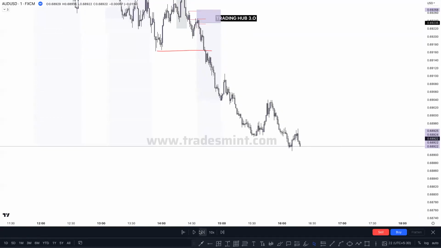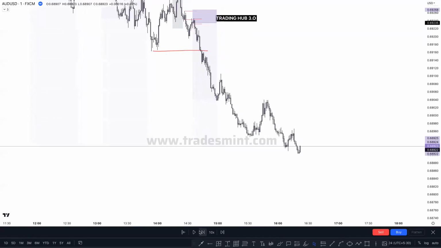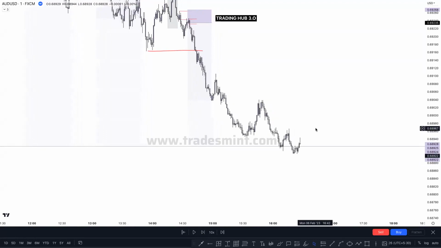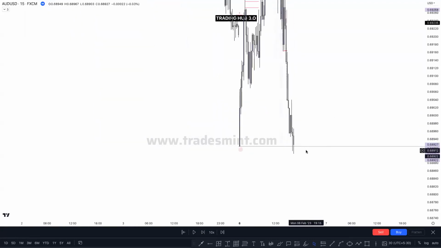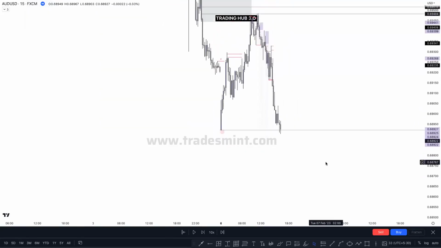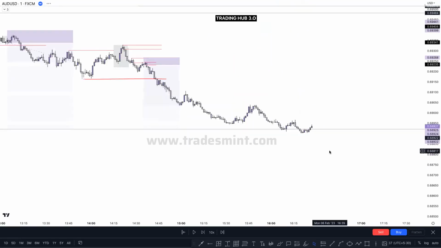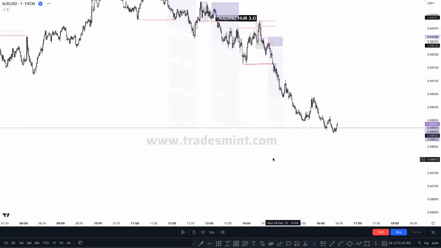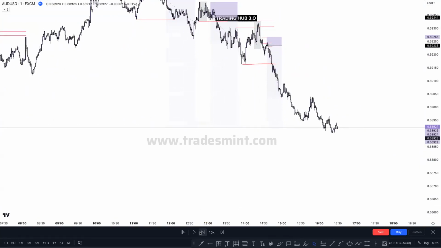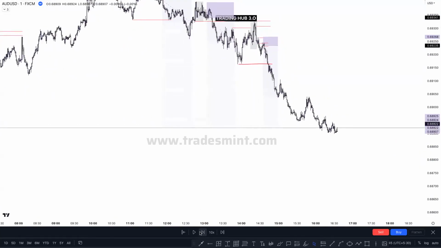Right, so let's see. Okay, pushing downside, let's check one more time. Is there any candle close or sweep? Yes sir, this is the only sweep here. Okay, I can switch here in a 1 minute time frame to see exactly what's going on here.